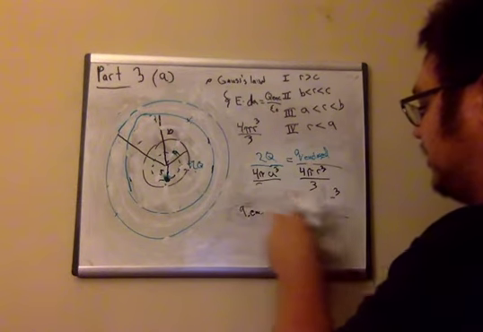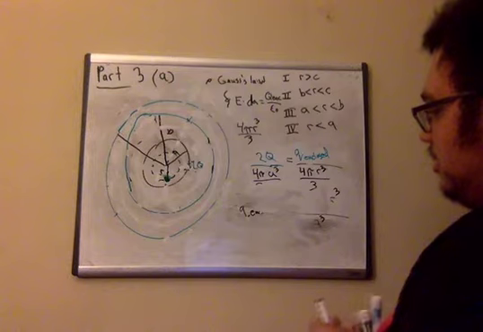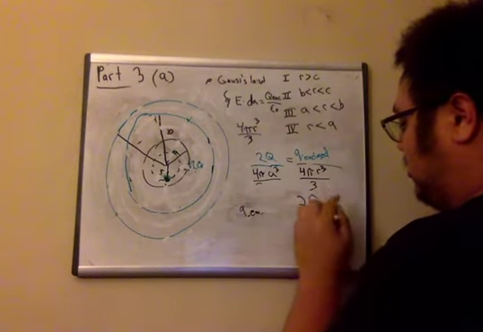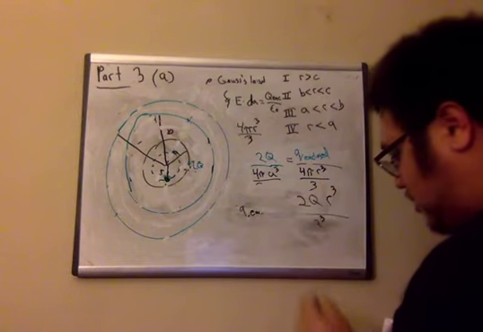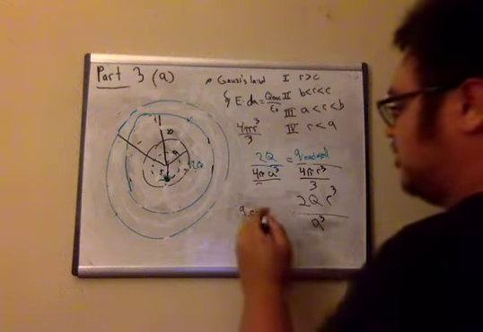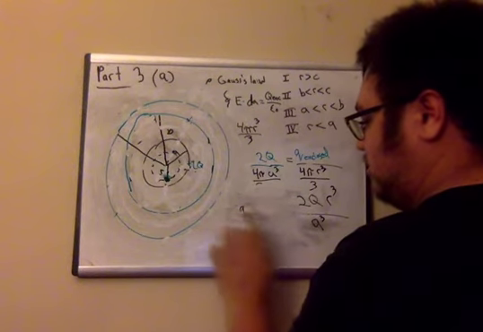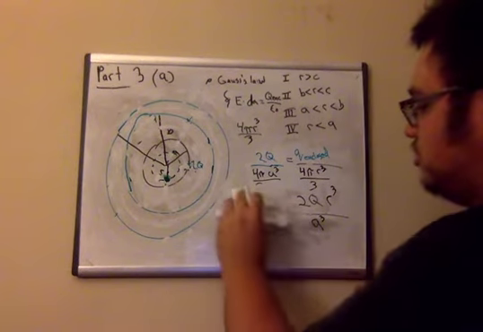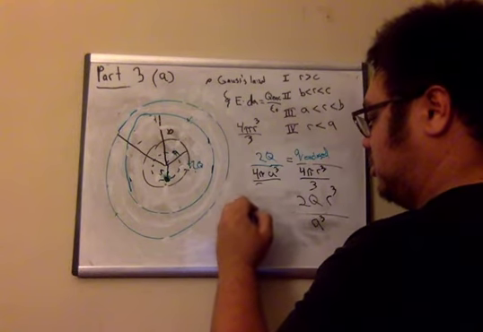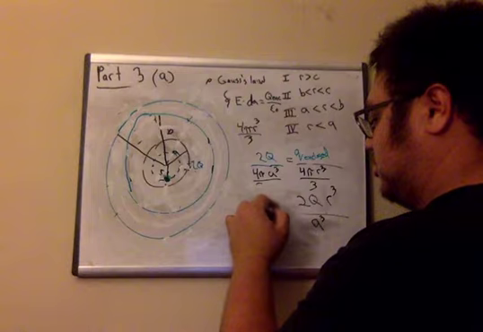Cool. Hopefully everyone gets that part. So it's 2q r to the third over a cubed. Cool. Okay, so that's the charge enclosed.